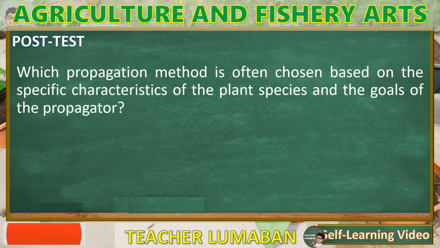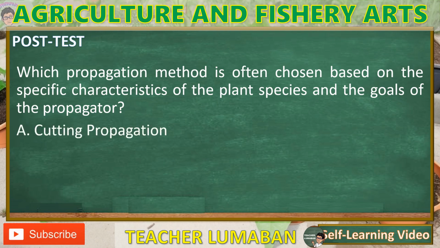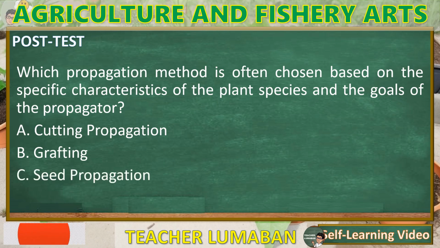Which propagation method is often chosen based on the specific characteristics of the plant species and the goals of the propagator? A. Cutting propagation. B. Grafting. C. Seed propagation. D. Division.